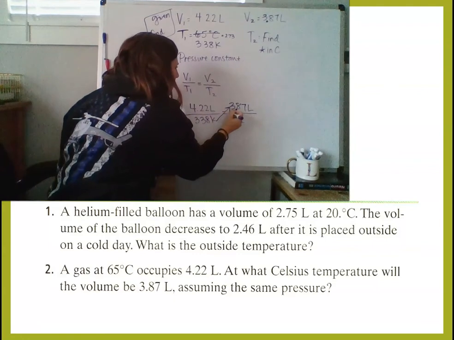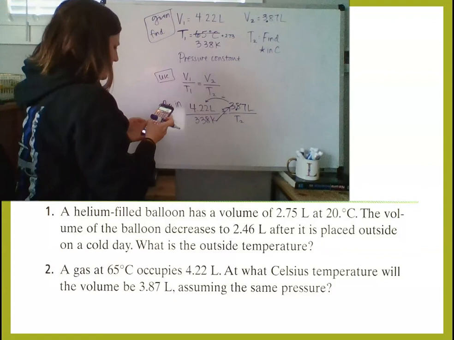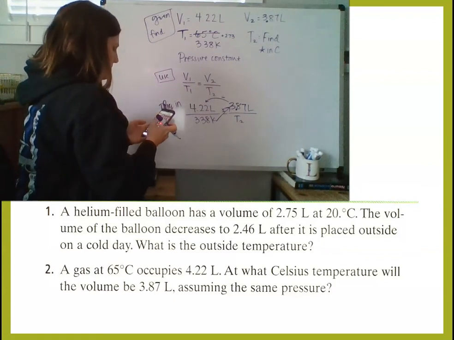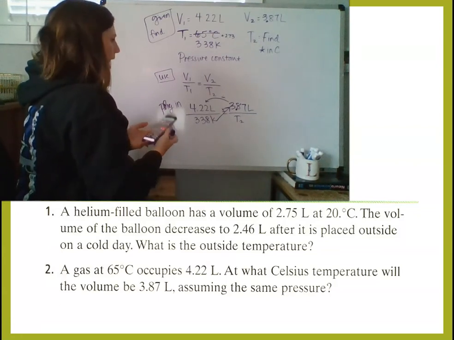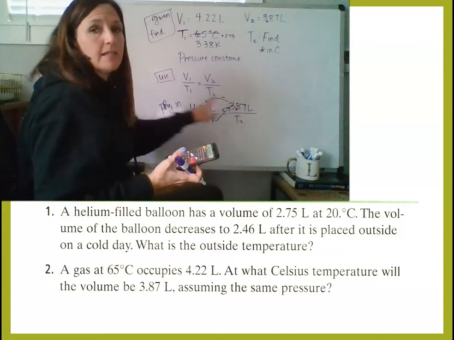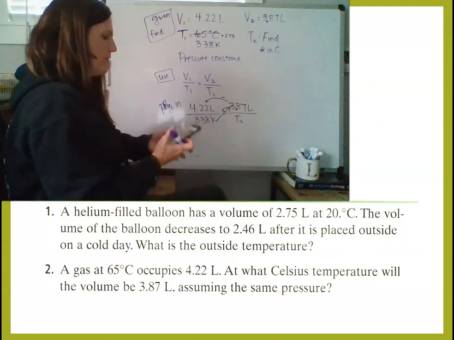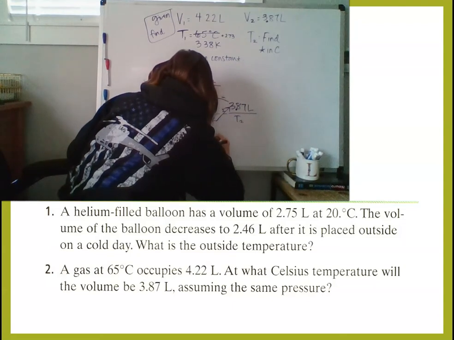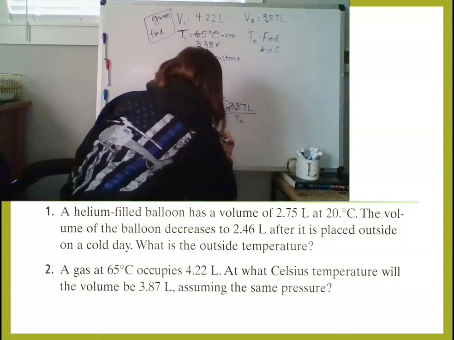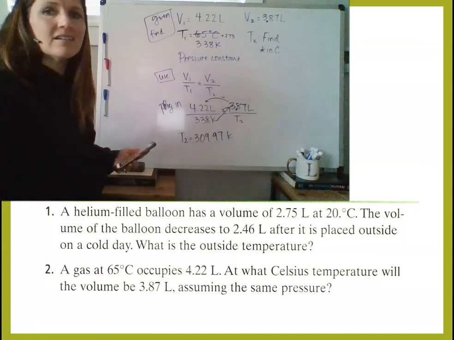I plug this into my calculator. Again, cross multiplying, multiply first, and then divide. So I do 338 times 3.87 divided by 4.22. And first, remember, I'm expecting a lower number, right? Because my volume goes down, so my temperature should be going down. I get T2 of 309.97 Kelvin.